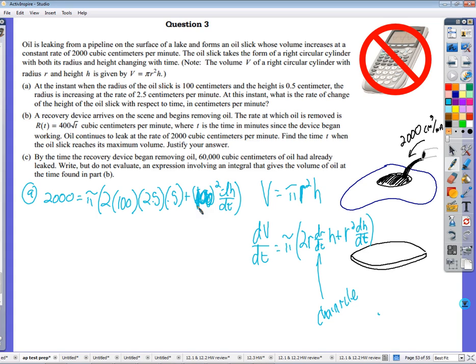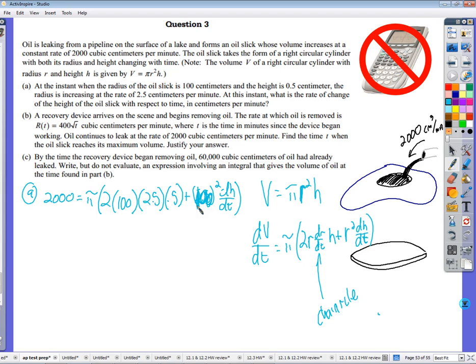Finishing that up, I'm just going to talk about what this number means. What are we solving for here? dh/dt. When we find that number, let's imagine the situation, the oil spilling into the lake, and we're looking at what dh/dt is at this instant. So if I'm observing the situation, what does dh/dt represent? Centimeters per minute that the height of this giant oil slick is going up.